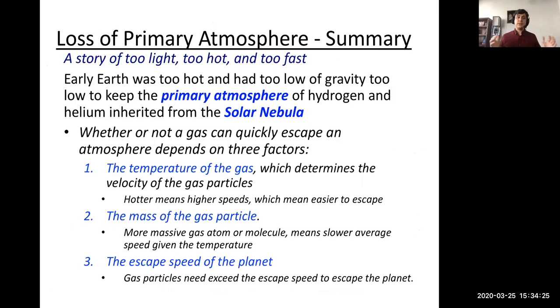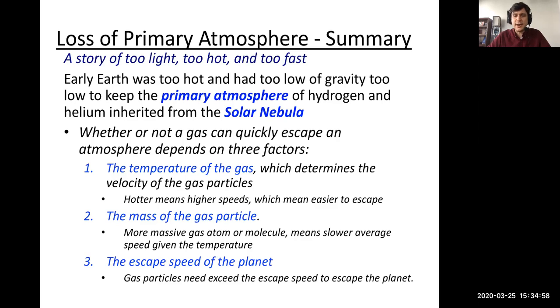Here is what I would like you to remember from the previous slide. Earth is going to be too hot and not have enough mass, too low of gravity, to keep a primary atmosphere. The same for all the prototerrestrials. So it cannot hang on to its primary atmosphere, the hydrogen and helium that it inherited from the solar nebula, from its formation itself. And those are the factors you need to remember on whether or not a certain gas, hydrogen gas, helium gas, nitrogen gas, can be held onto, whether a planet can hold on to it.